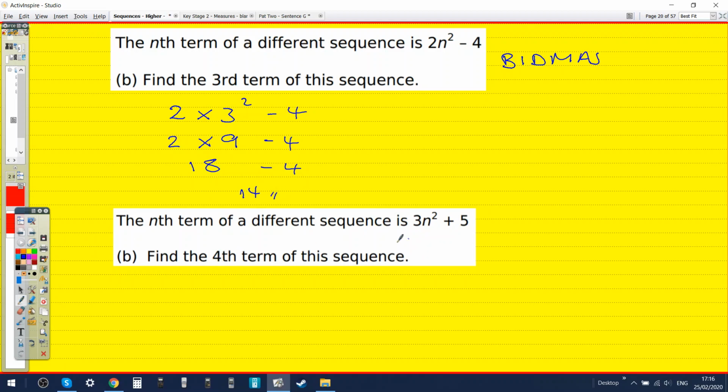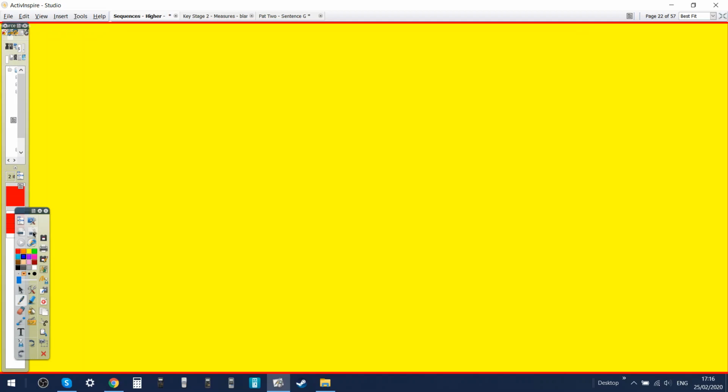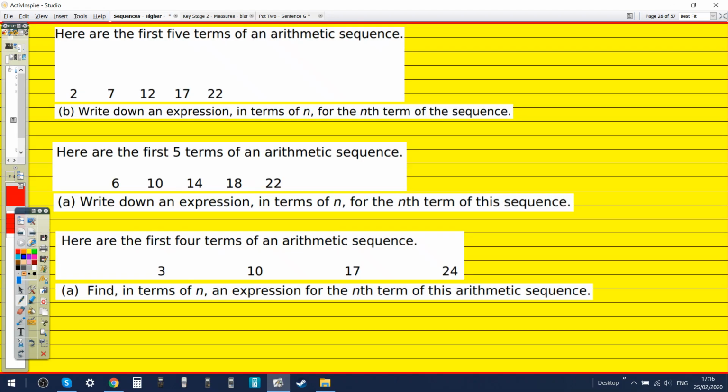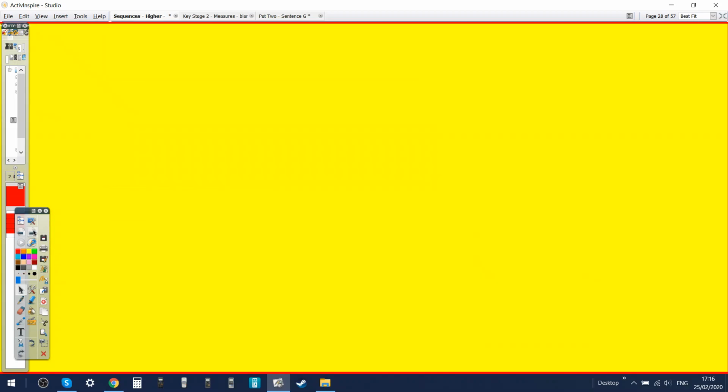And how about this one? You know what? It's the same idea. If you're okay for that one, I think you'll be fine. That one's okay. So this time you have to find the nth term of a sequence.